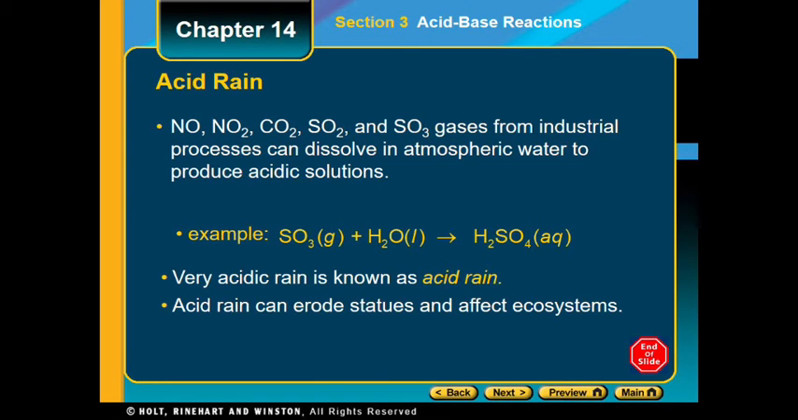Okay, switching gears again, moving on to acid rain. You're going to want to make sure you get all of this down about acid rain and weathering. There are several different gases that are typically made during industrial processes that do dissolve in atmospheric water, so dissolve in the atmosphere to give us acidic solutions. So you've got your nitrogen monoxide, nitrogen dioxide, carbon dioxide, sulfur trioxide. And in the example, they're taking the sulfur trioxide, reacting it with water that's in the air, and that gives you sulfuric acid. This is very acidic rain known as acid rain, which can erode statues and affect other ecosystems.